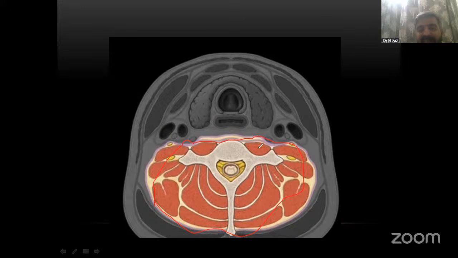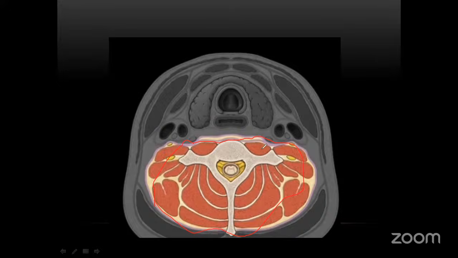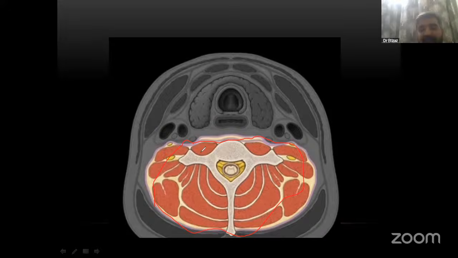These two muscles, placed lateral to the body. What are these two muscles? Yes. Longus colli. Excellent. These are the two longus colli muscles. We will attack these longus colli.